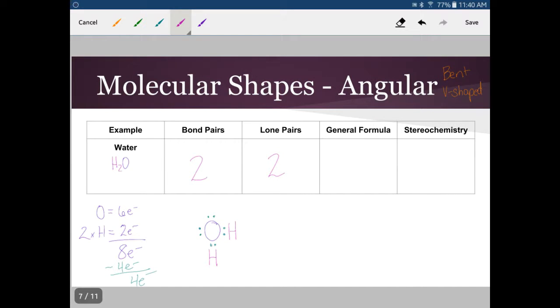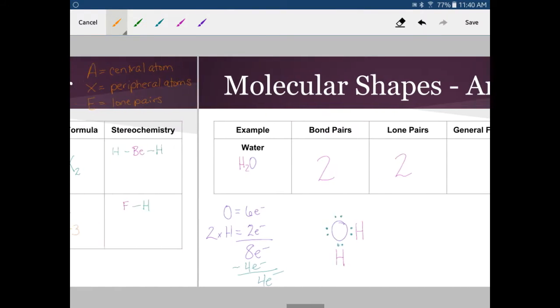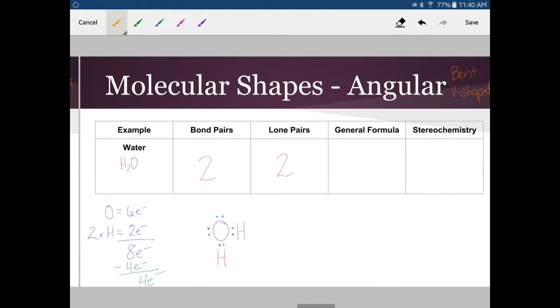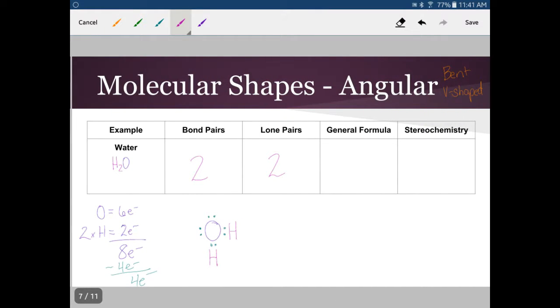Okay, my general formula is that I have a single central atom. Now what colors did I do here? I have a single central atom, so I have A. I have 2 peripheral atoms, and I have 2 lone pairs. So 2 peripheral atoms and 2 lone pairs gives me a bent or angular shape.